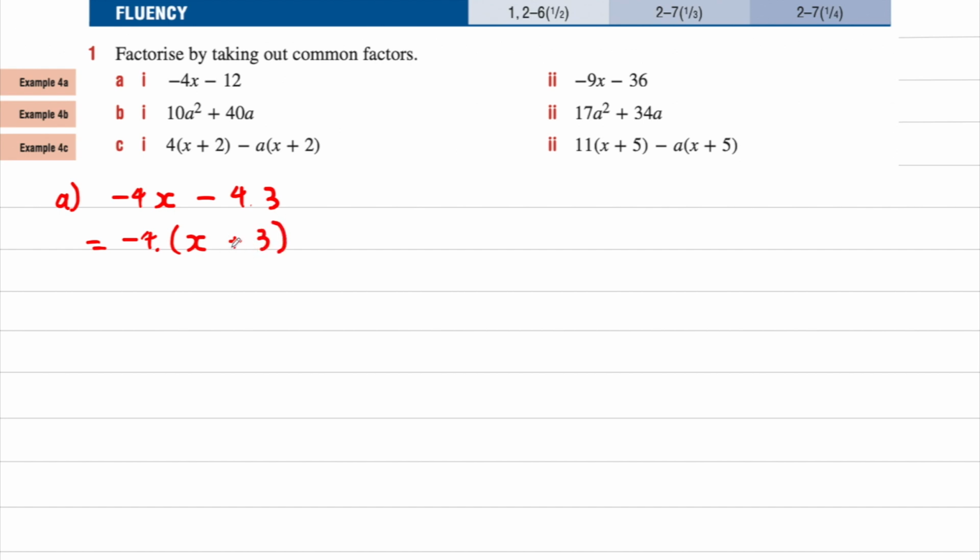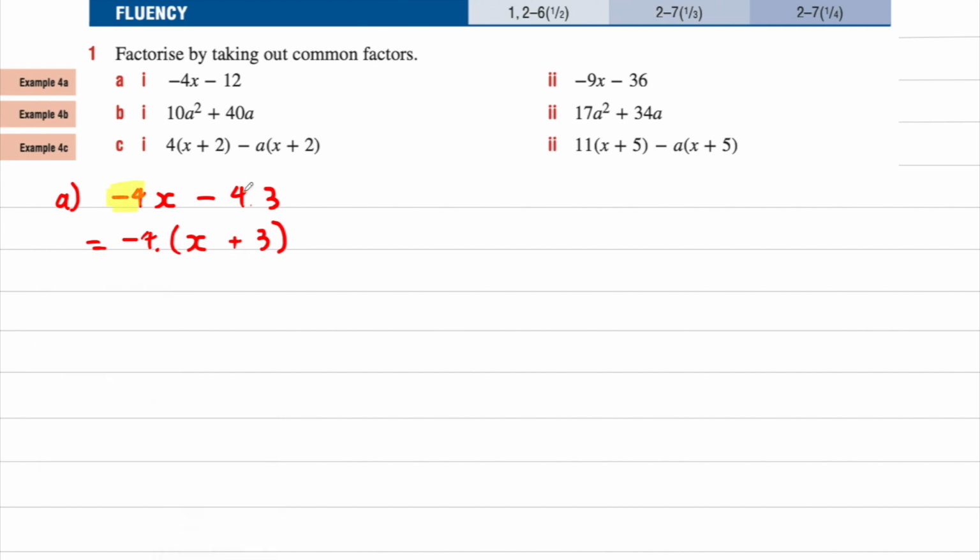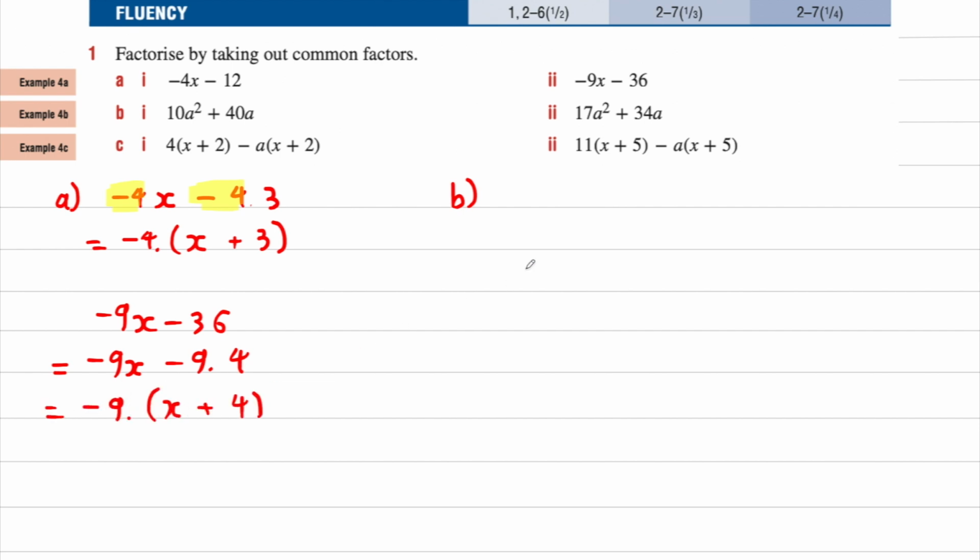One warning for you here: you get h plus 3, not minus 3, because the common factor is minus 4. I factor it outside the bracket, so that's why inside the bracket you get plus 3, not minus 3. For the second one, you have minus 9h minus 36: minus 9 and 4. Minus 9 is the common factor, and then you get h plus 4.